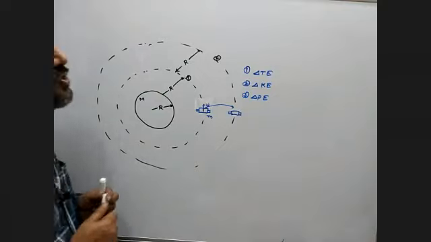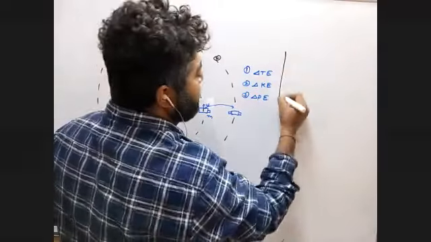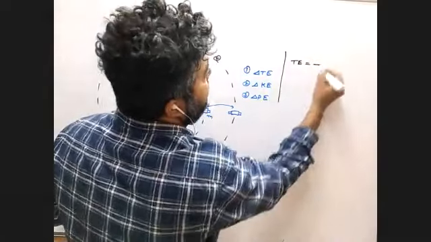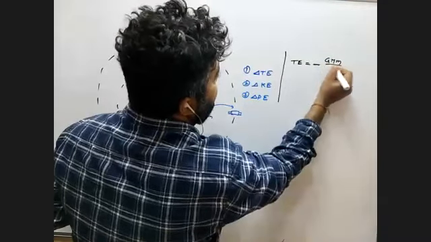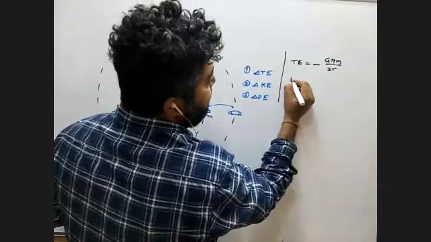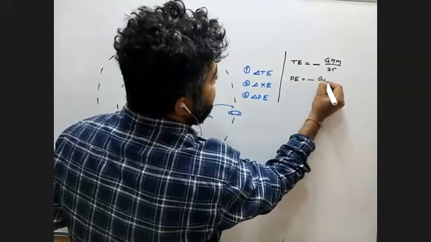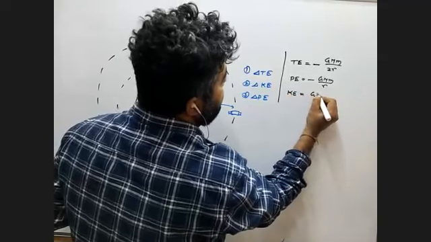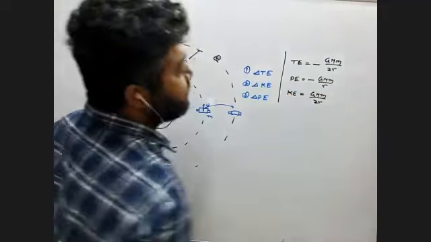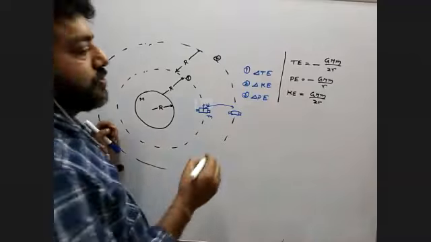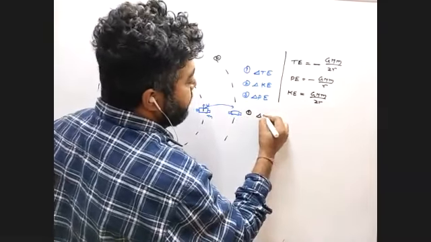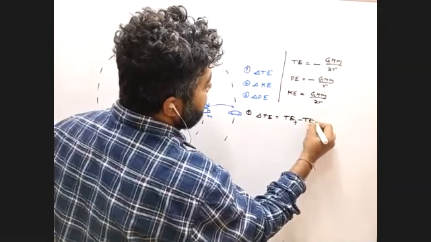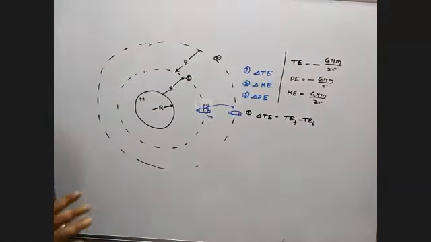Yes, sir. These are very simple questions, but so many students are confused. What is the formula for total energy? Minus GMm by 2r. What is the formula for potential energy? Minus GMm by r. What is the formula of kinetic energy? GMm by 2r. Is it clear? So suppose first we want to find the total change in energy, that is total energy final minus total energy initial. Can we write this?